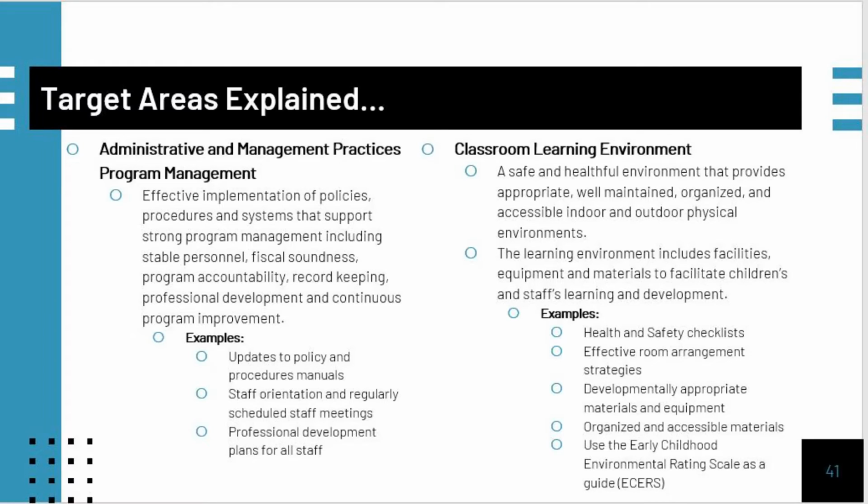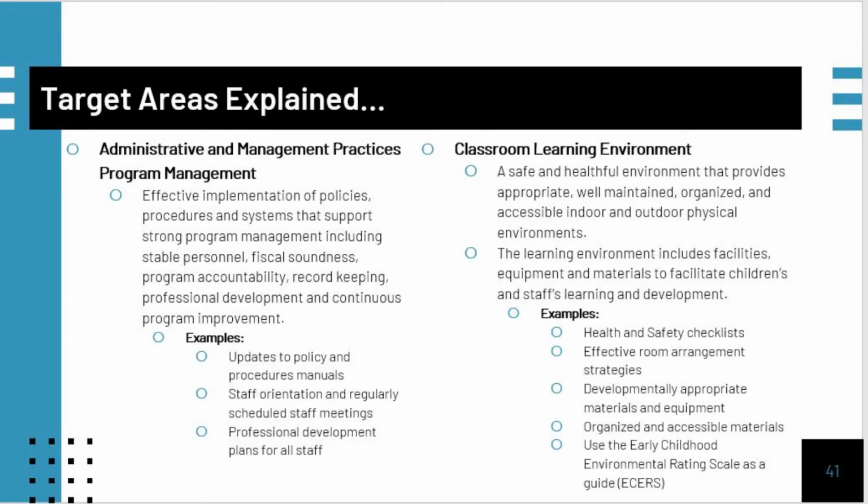Thank you, Stephanie, and thank you, Tiffany, for all that great information. As you can see here, that first target area is called Administrative and Management Practices, Program Management. So this is the effective implementation of policies, procedures, and systems that support strong program management, including stable personnel, fiscal soundness, program accountability, record keeping, professional development, and continuous program improvement.